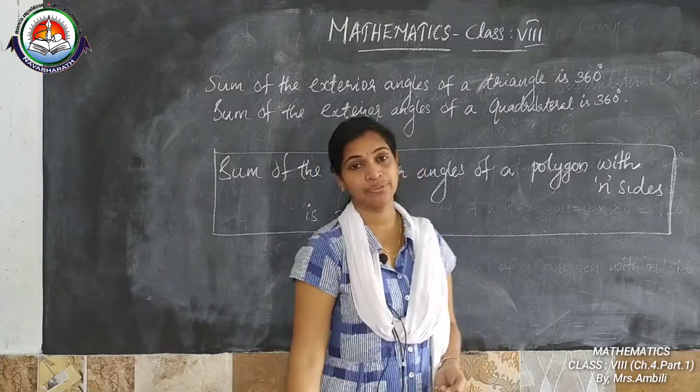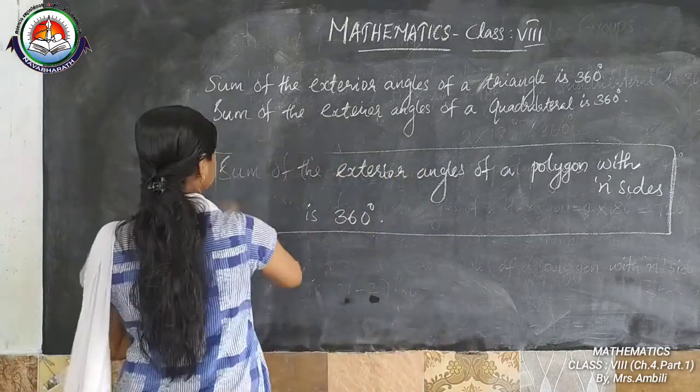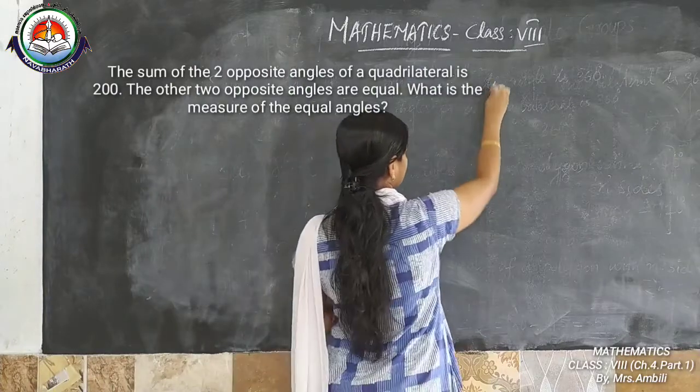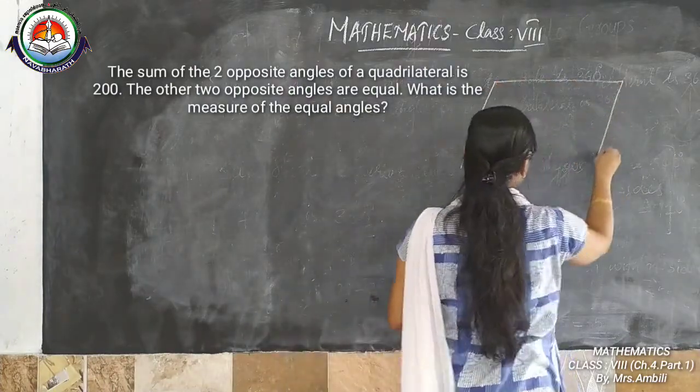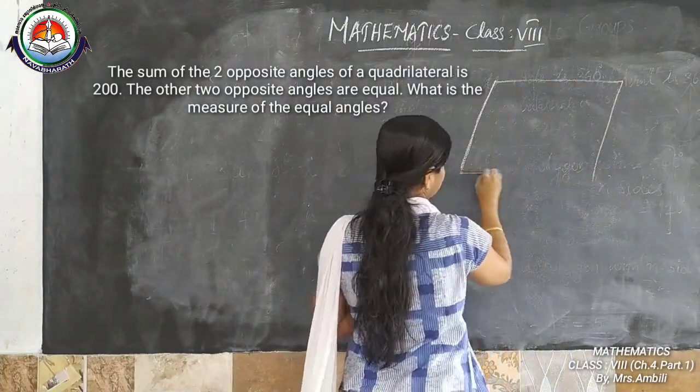Okay, so write the first question. So one figure is given, like this one figure is given. Okay, one quadrilateral is given.